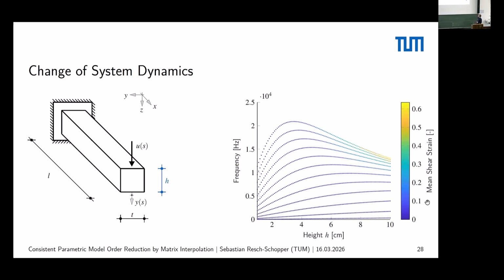And to show this, I depicted here the eigenfrequencies of the beam, and the color code shows the mean shear strain. So the more we increase the height, especially the higher eigenfrequencies, the more shear strain we have. So we transition here from the small heights, from pure bending modes to more shear modes. And then, of course, again, if we did a very coarse sampling in the parameter space of this problem, then we would also get large changes in the reduced spaces.